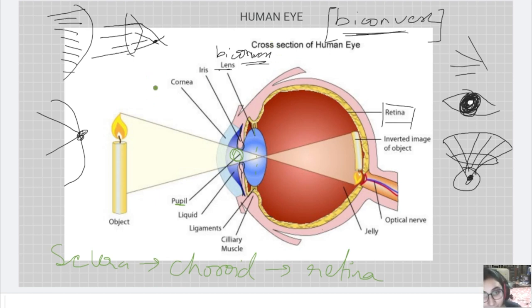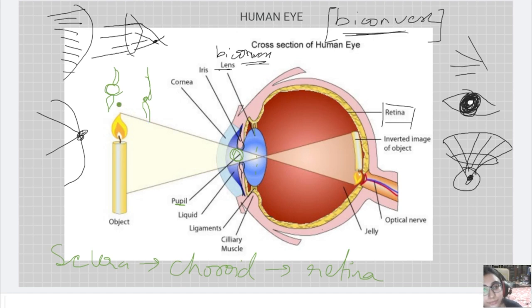So if the iris comes close together, then obviously the aperture will be smaller, and if it moves away from each other, the aperture will be larger, right? Okay.